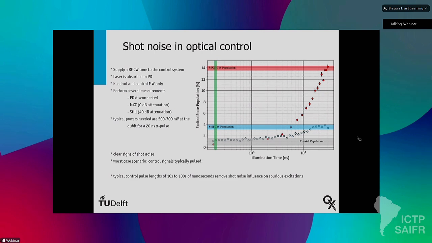This is the green bar here. This is typically for pulse lengths of tens to hundreds of nanoseconds. You actually don't see much of an effect of the photon shot noise on the qubit at all. So this is really promising to control the qubits. Even if there's shot noise present in the system, you can have low enough powers to do high fidelity qubit rotations with these pulses.